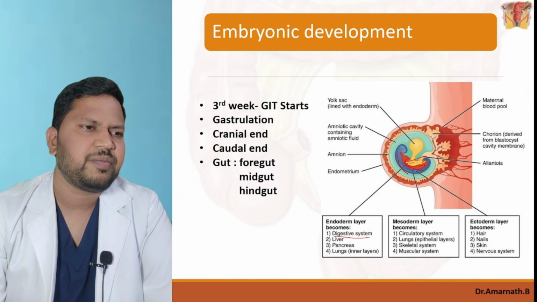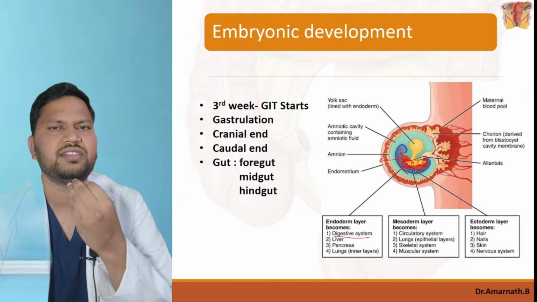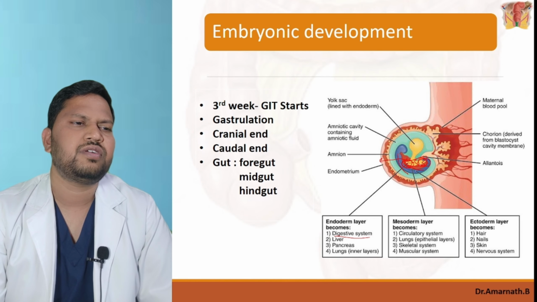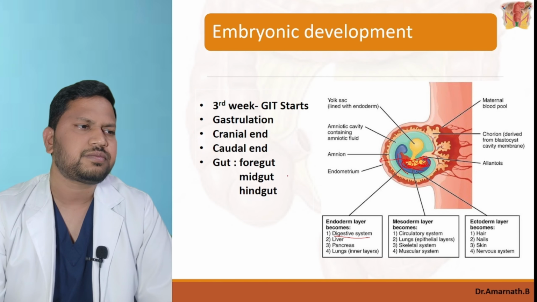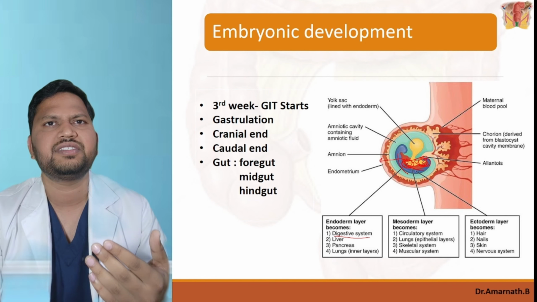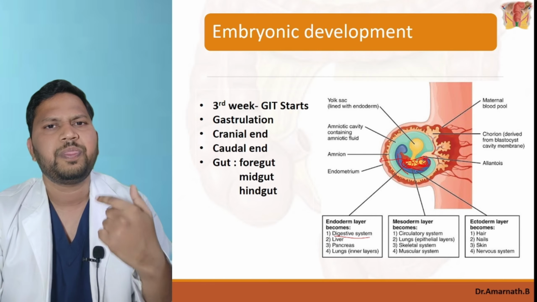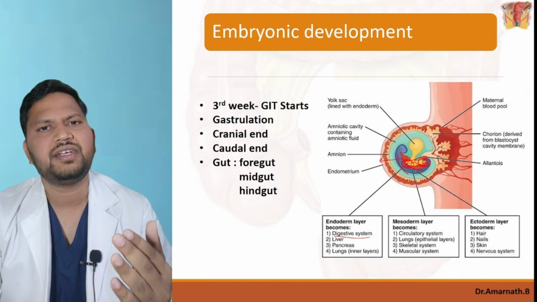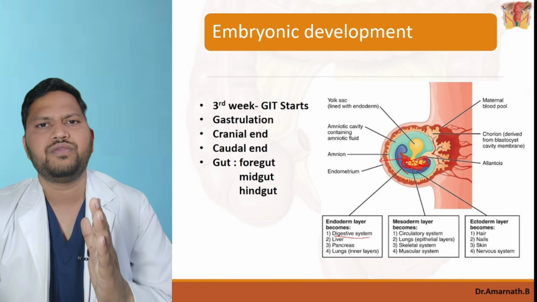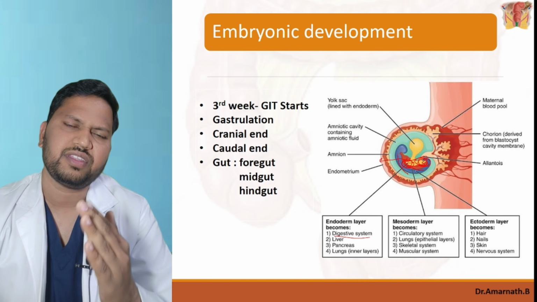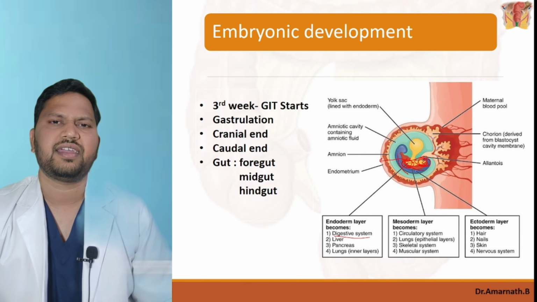It consists of the caudal end and cloacal end. The cranial end develops into the mouth and oropharyngeal organs, whereas the cloacal end starts with the anus. So from the caudal end, the rectum will be developed. The gut can be divided into three parts: foregut, midgut and hindgut. The foregut is from the mouth to the second part of the duodenum, the midgut from the second part of the duodenum to 2/3 of the transverse colon, and the hindgut from the lower 1/3 of the transverse colon to the anal canal.